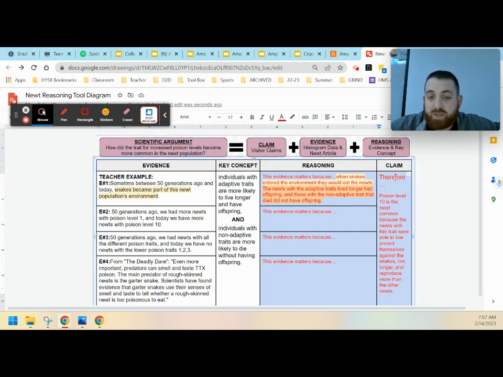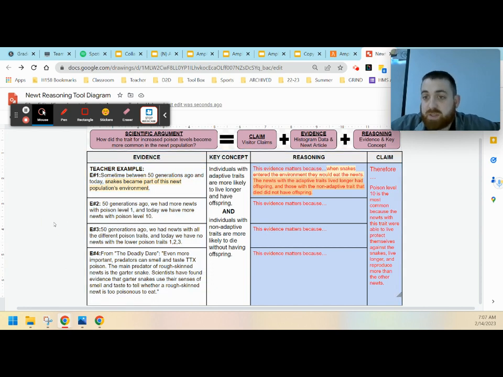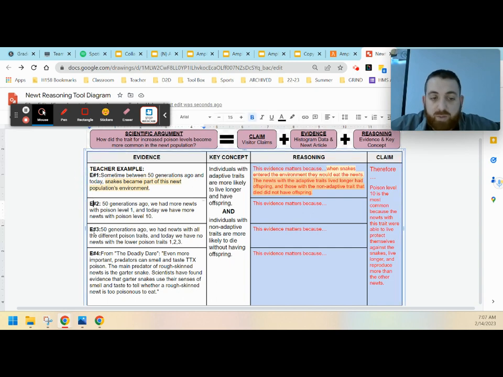Now, in order to support this claim, we have to use this evidence that we've pulled from our histograms and from our Newt articles to support this claim. So our first three pieces of evidence, evidence 1, 2, and 3, come from our histogram, and our fourth one comes from the article that we read about newts.